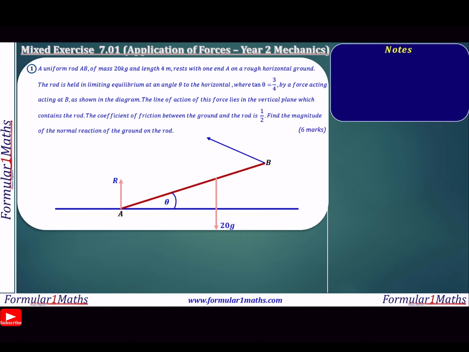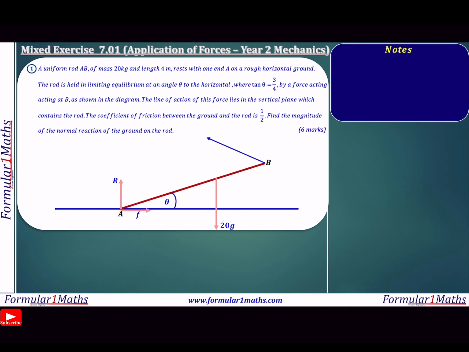The ground, we are told, is rough. That means friction will act. If the rod is to slip, it will slip in this direction. And that means friction will act in the opposite direction. So let's put that one in as well and label that F. So these are all the forces acting on the rod.